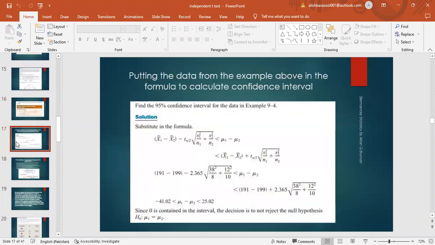Putting the data from the example above in the formula to calculate the confidence interval. Find a 95% confidence interval for the data in the previous example. So we will substitute the values in this formula, and by substituting the values, we will get minus 41.02 less than μ1 minus μ2 less than 25.02. Since 0 is contained in the interval, the decision is to not reject the null hypothesis.